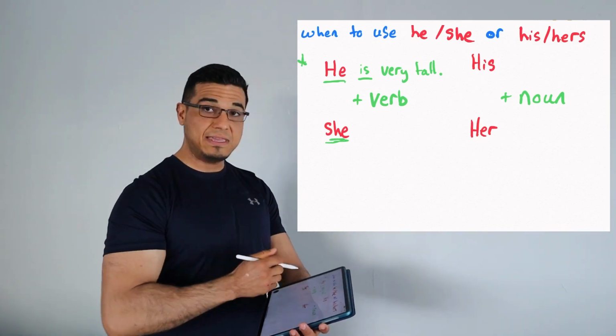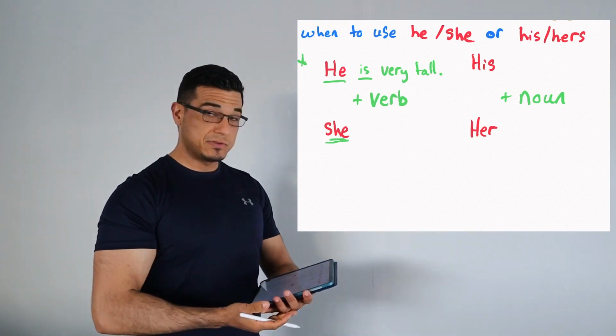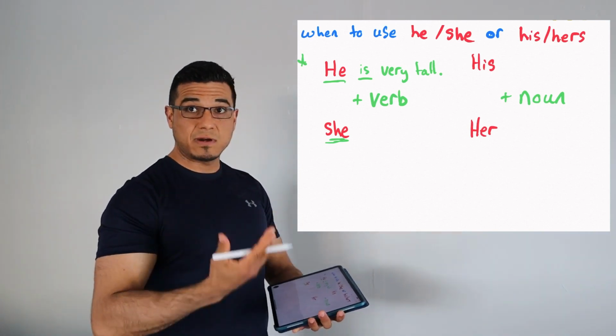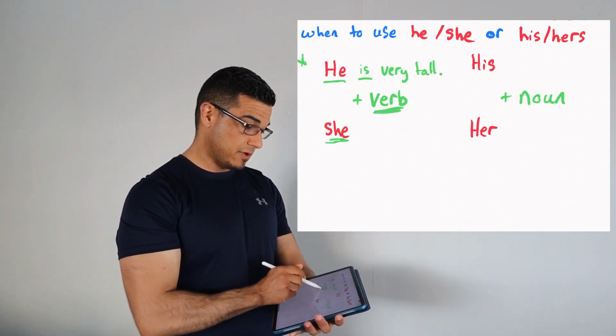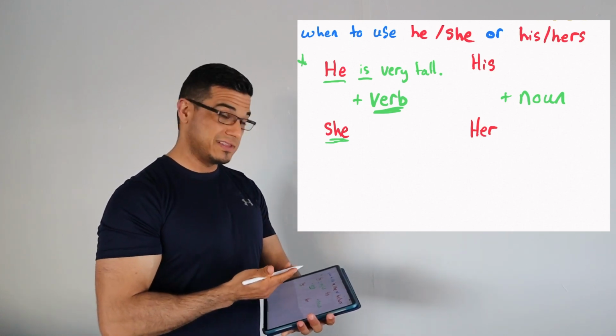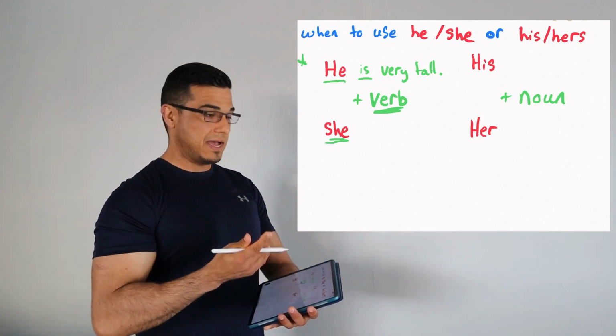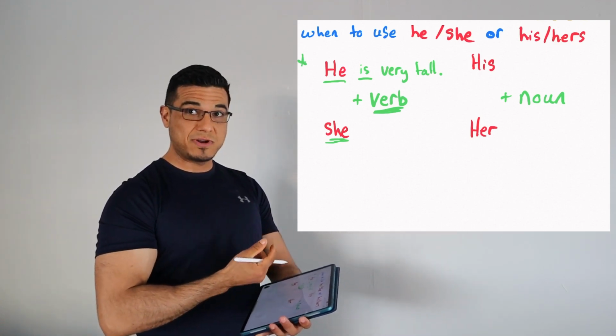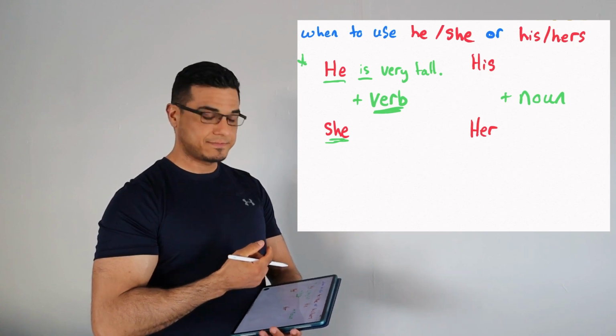So again, we've got he as the subject pronoun, so the sentence has a subject, which in this case is he. And then of course we've got our verb, because like I said, we want to follow it with a verb. And then we're going to complete it with the predicate, which is in this case very tall. So I am adding an adjective to describe the subject pronoun, in this case, he.